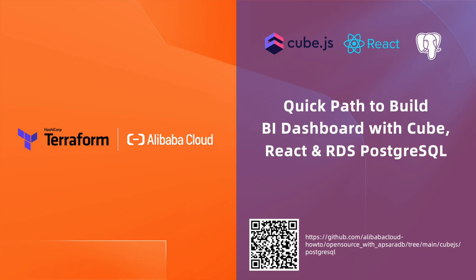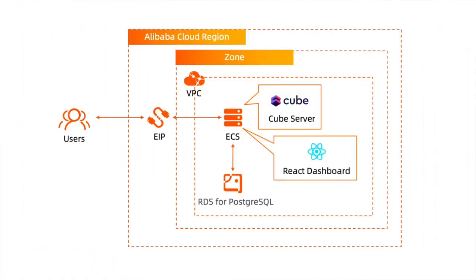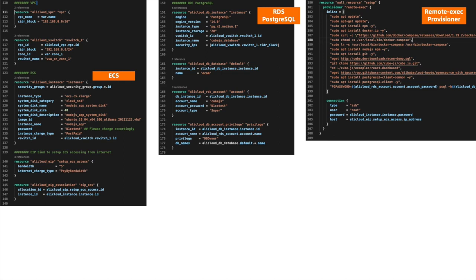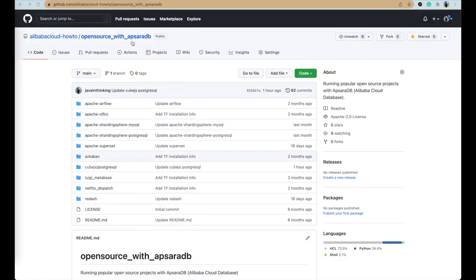Please scan the code to get the full Terraform script of this tutorial. If you look at the script, you will see the cloud resources like ECS and the RDS PostgreSQL instance are clearly declared and very simple. Furthermore, the sample data and the necessary components are all automatically prepared by the Terraform remote-exec provisioner. Pretty simple for you to get hands-on. Now, let's see how this quick path works.